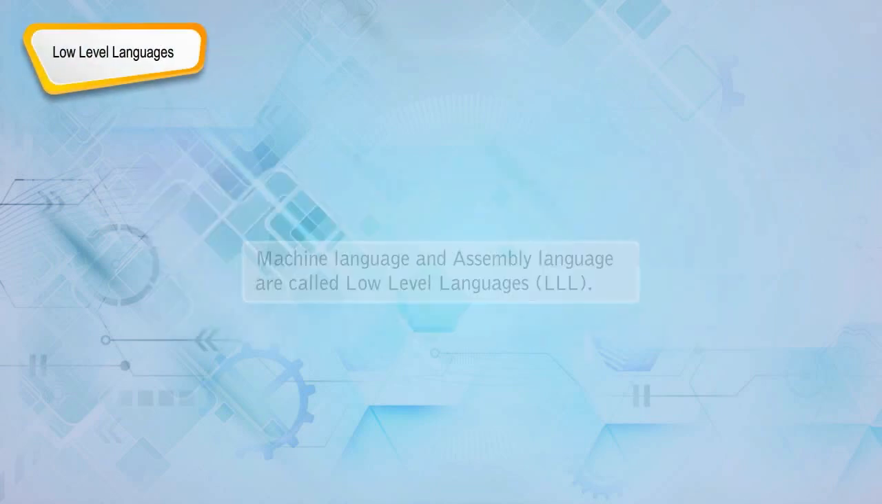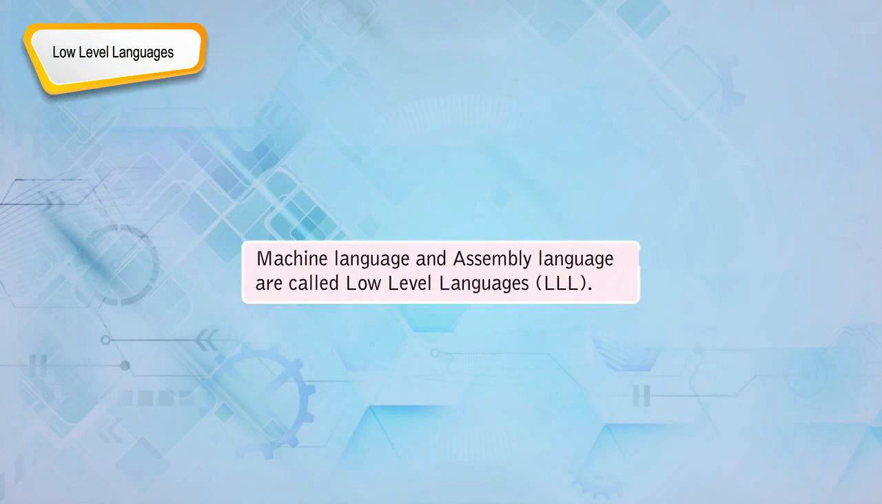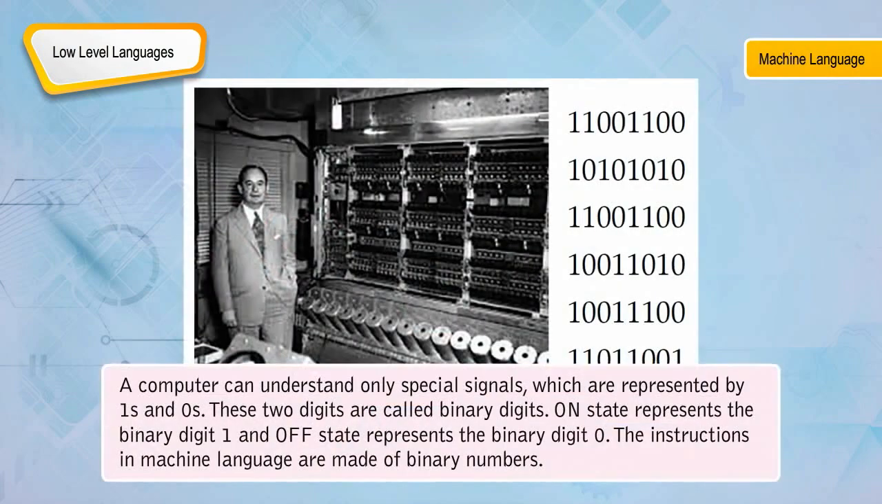Low-level languages. Machine language and assembly language are called low-level languages, LLL. Machine language. A computer can understand only special signals, which are represented by ones and zeros. These two digits are called binary digits. On state represents the binary digit 1 and off state represents the binary digit 0.